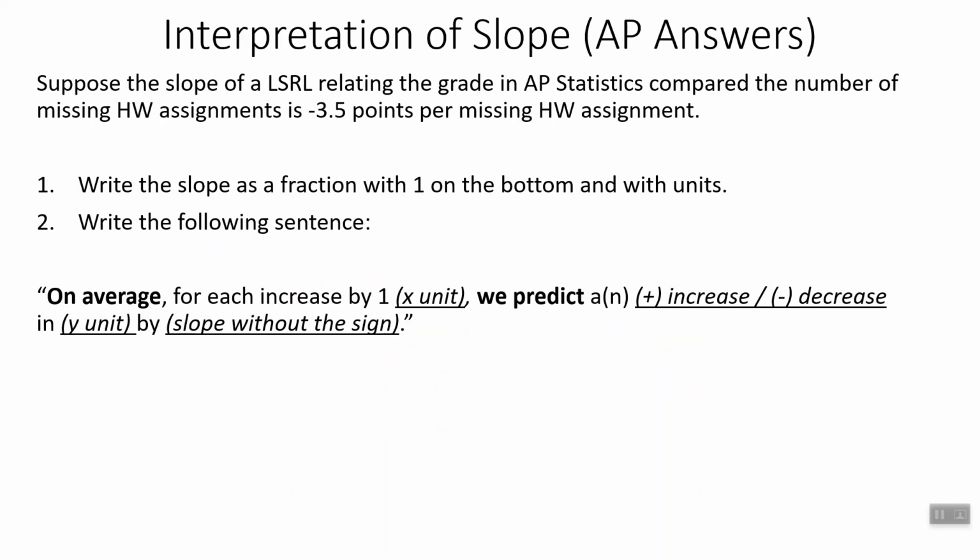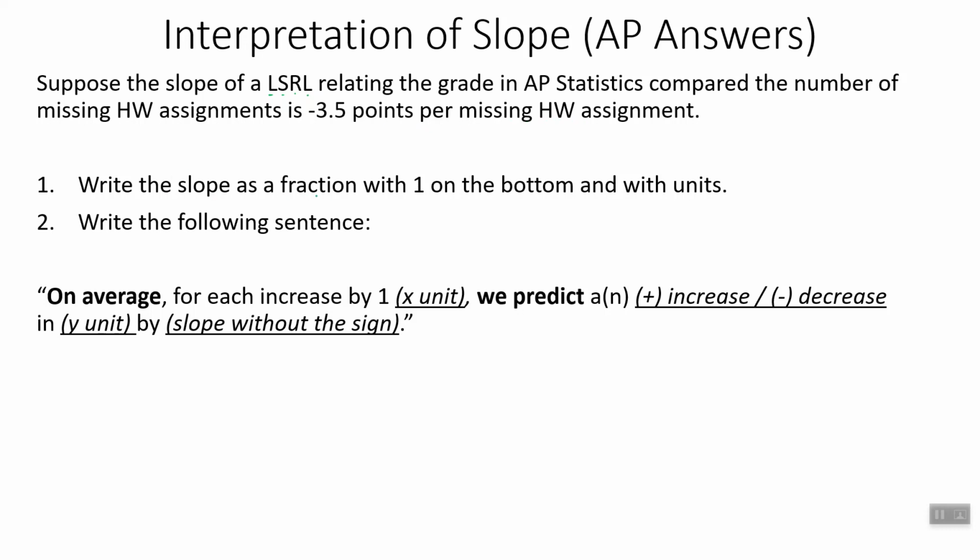All right, so how do we interpret the slope? That is something they love to ask on the AP exam. They'll ask you for a sentence interpreting your slope. We can use the same sentence. We have a model sentence and we just fill into it. So suppose the slope of a least squares regression line relating the grades in AP statistics compared to the number of missing homework assignments is negative 3.5 points per missing homework assignment.